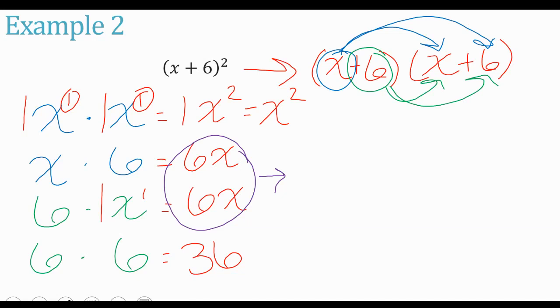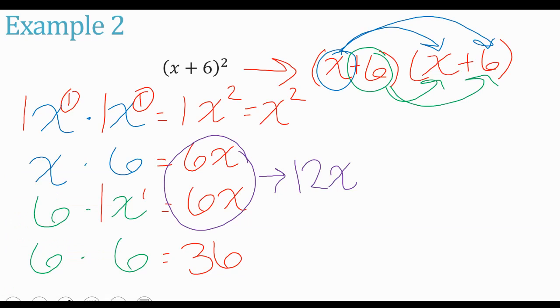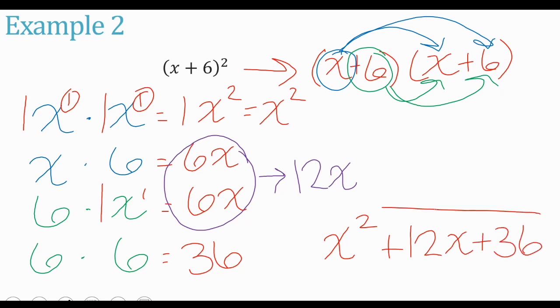So we identify our like terms, which are 6x and 6x. We're going to add those together, and that gives us 12x. Now we're going to write our answer as one cohesive polynomial, which is x squared plus 12x plus 36. Make sure your answer is in standard form, and you're done.